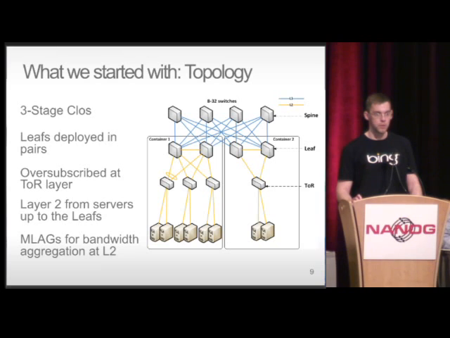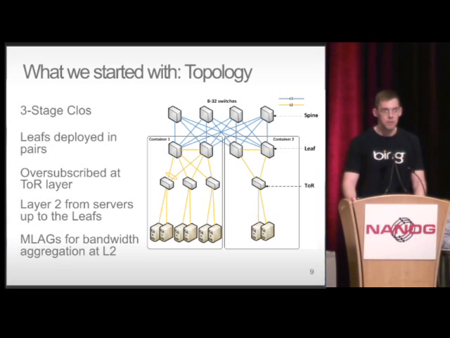We deploy leaf switches in pairs, so this way we can use multi-chassis link aggregation, or mLAGs, to increase capacity or bandwidth inside the container. As you can see, the initial design has layer 2 inside the container. The reason for this was mostly to have compatibility with our old designs, because our old designs were based on layer 2 topologies mostly.